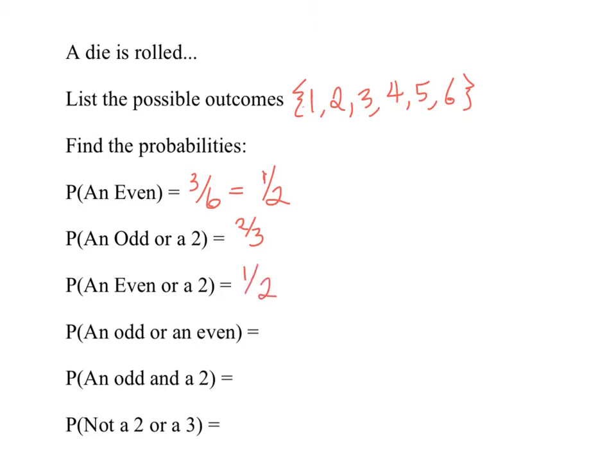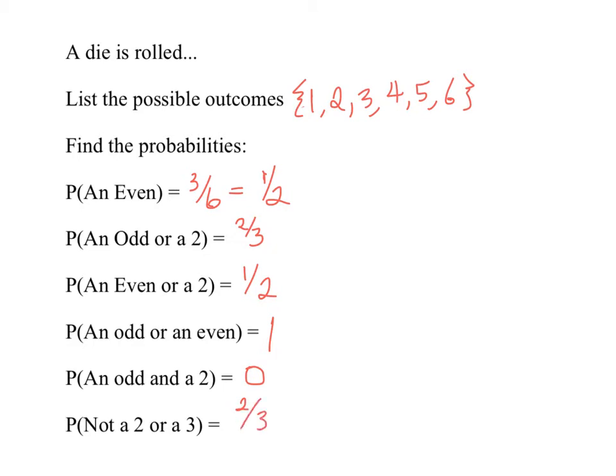An odd or an even. Well, every number in there is either an odd or an even. So all 6 outcomes out of 6. An odd and a 2. Well, if you roll the dice once, it is not possible to get an odd and a 2. So the probability is 0. Finally, not a 2 or a 3. So if you take out the 2 and 3, there are 4 outcomes left. So 2 out of 3.